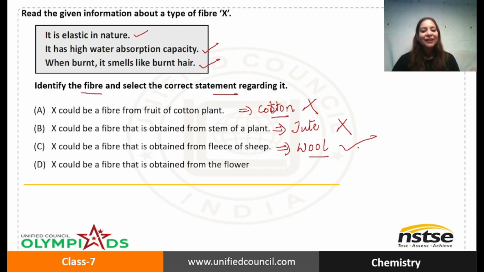Okay, D option, X could be fiber obtained from the flower. No, because from flower you get flax, hemp or cotton. So these fibers don't have the characteristics displayed here. So the correct answer is option C, so we'll go with option C. That means this fiber X is wool because it is obtained from the fleece of the sheep. It is elastic also, it has high water absorption capacity also, and when it burns, it gives you a smell like burnt hair because ultimately it's the hair of the sheep.